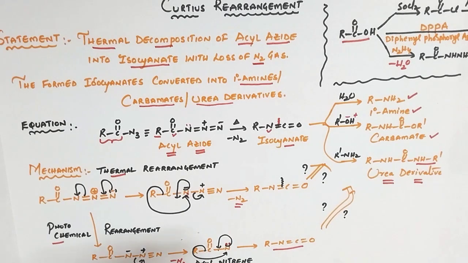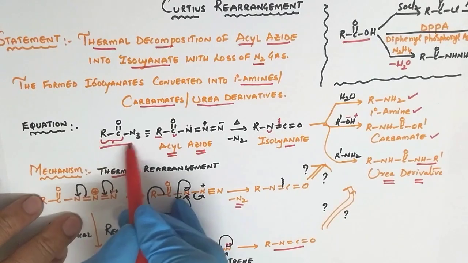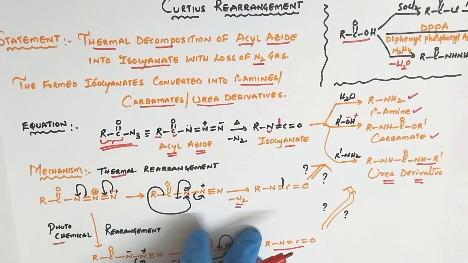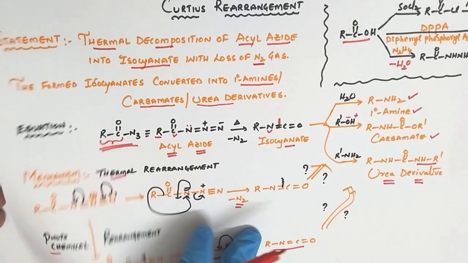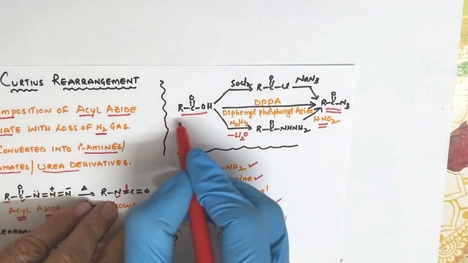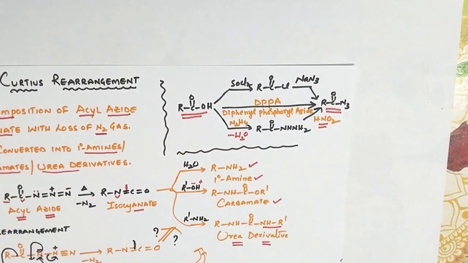Okay, now the question is, how can we synthesize these kind of acyl azides? What are the methods which are available to convert the initial compounds into the azides? The compounds are carboxylic acids. From the carboxylic acids we can synthesize a variety of acyl azides. Here are the three best methods of preparation for the acyl azides.